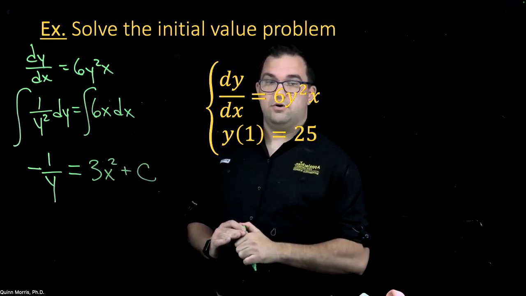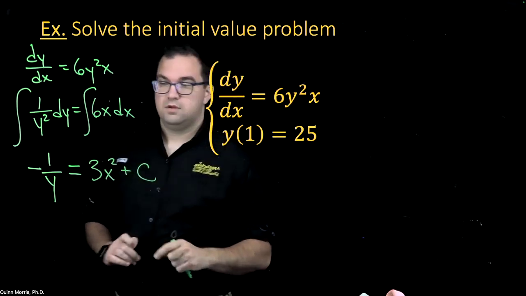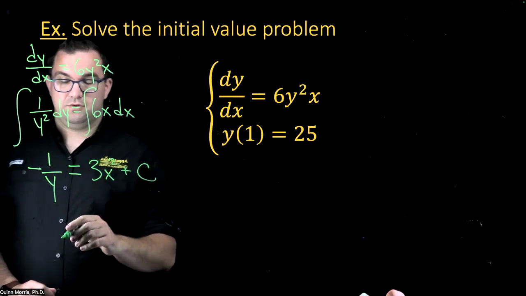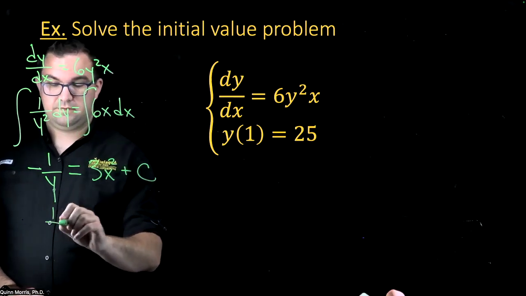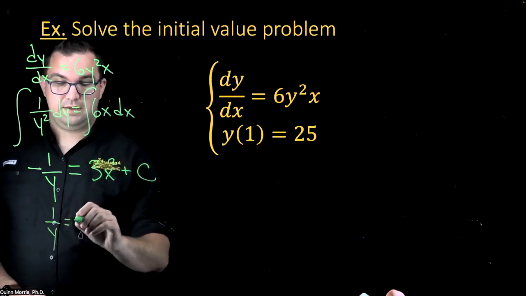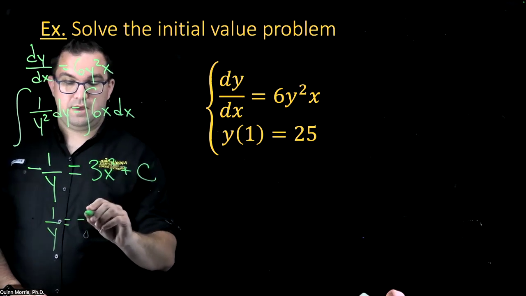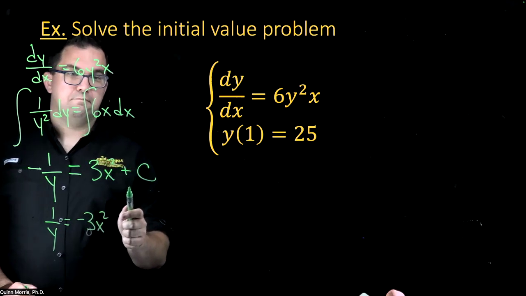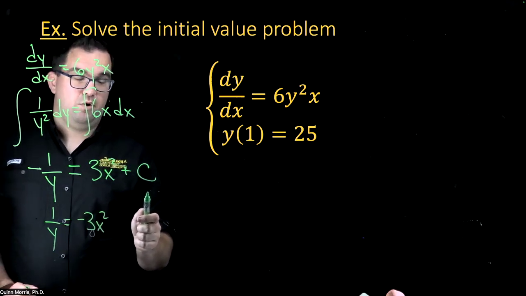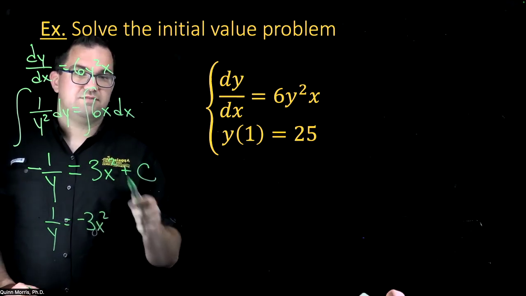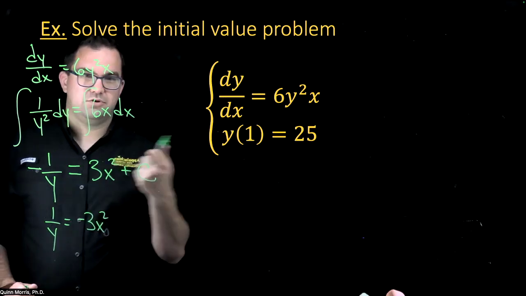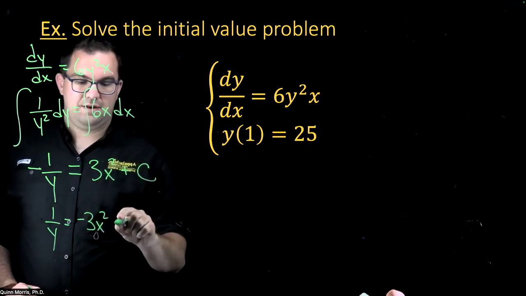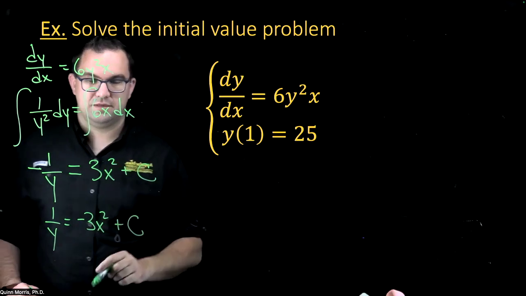Now, my goal here is to solve for y. I'm first going to negate both sides. That will give me 1 over y is equal to minus 3x squared plus c. I could write minus c here if I want, but the constant of integration is an arbitrary constant, so I can absorb the negative into that arbitrary constant. So I'll just keep that as plus c.